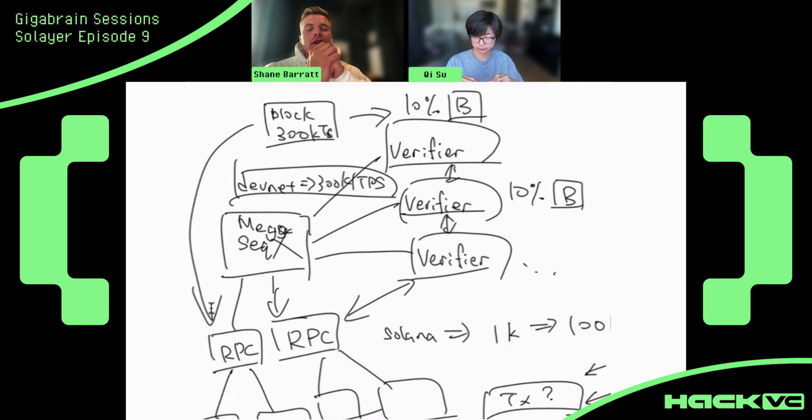And then how do you think about state growth? Because obviously you have 300,000 transactions a second. There's going to be some crazy state growth, right?